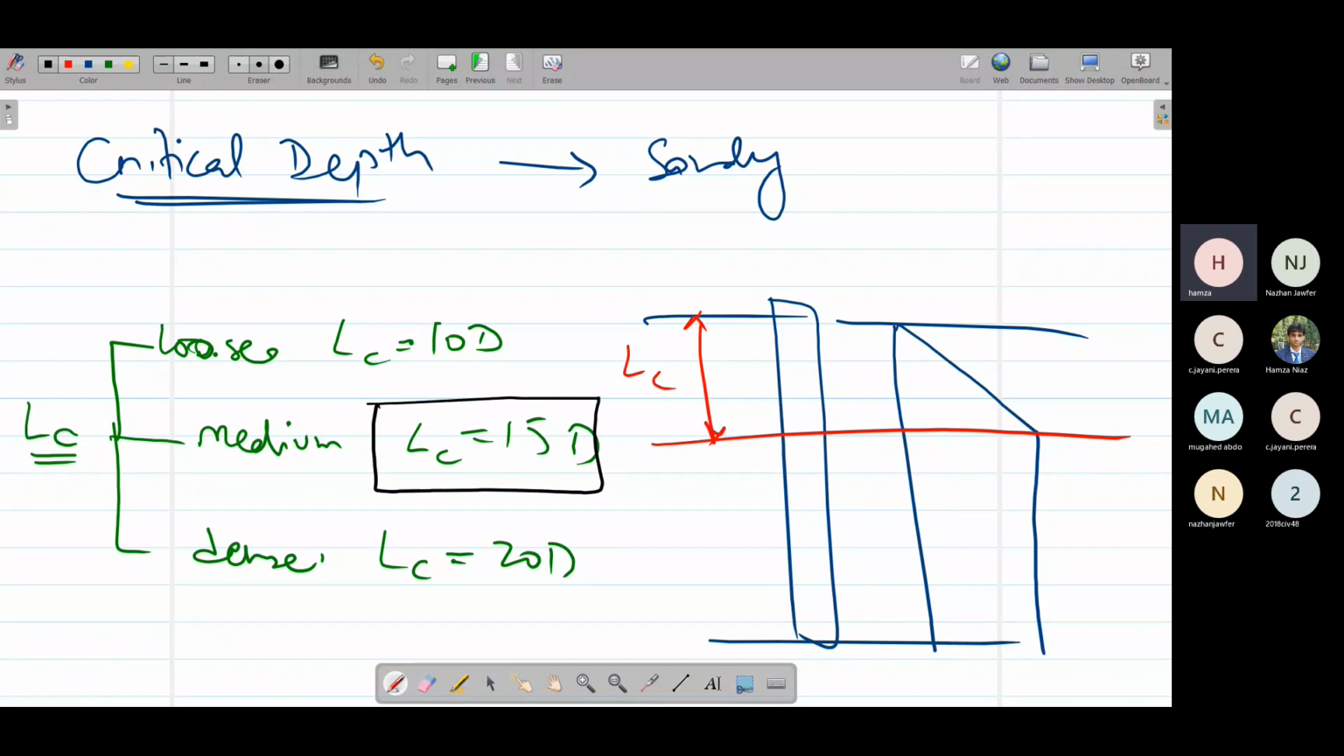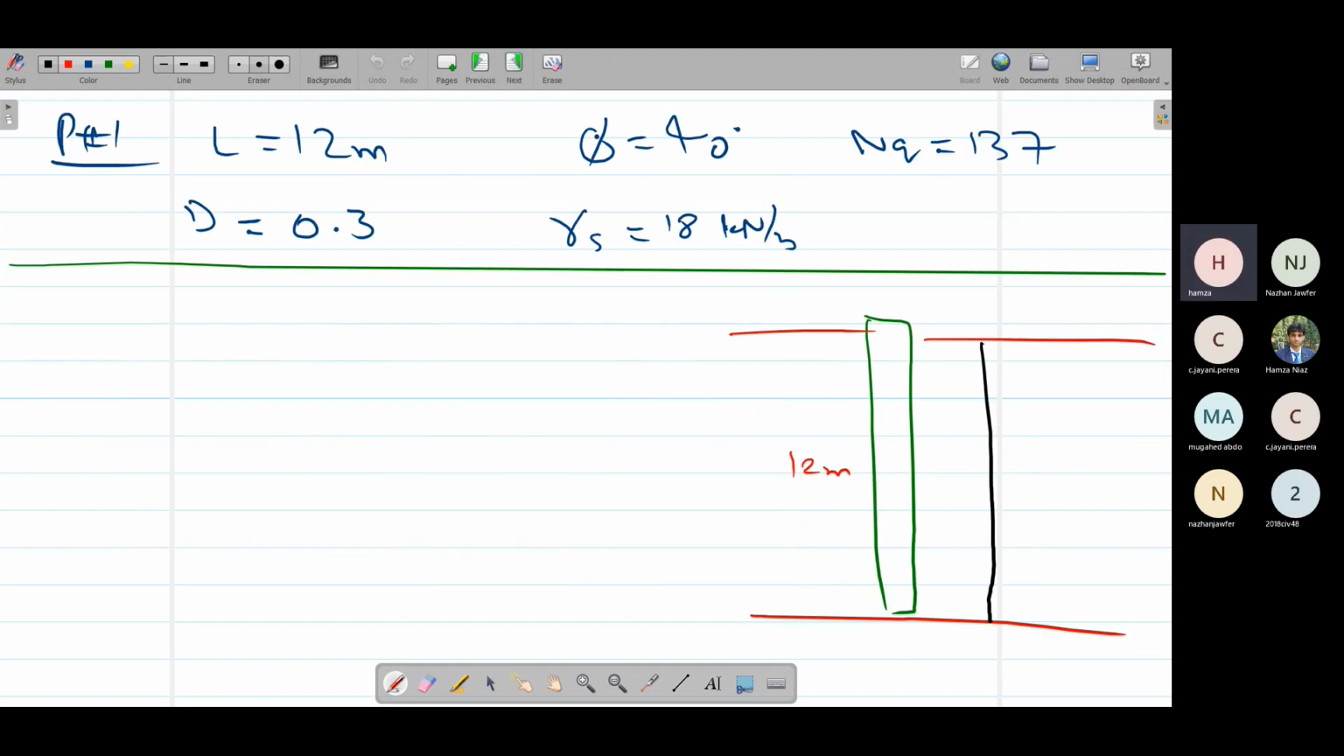But if it is given in the question that it is a loose sand, we have to take it as 10. If it is given as medium or dense, we can simply take 15. No need to go for the 20 value because it is conservative. So first of all, we should calculate the LC value. Assuming it is medium dense, LC is 15 times diameter, so 15 times 0.3, that is 4.5 meters.